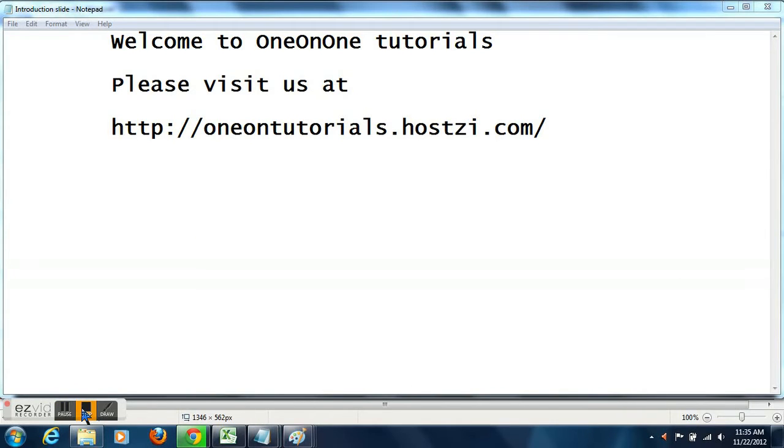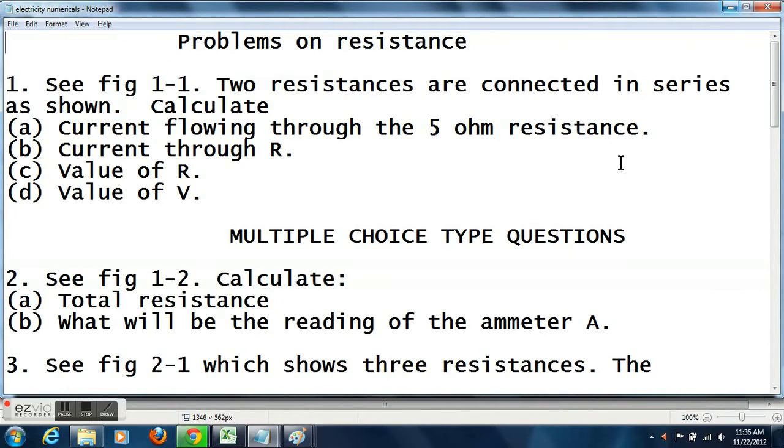Welcome to the next tutorial. Here I will be discussing the solutions to the problems. Okay, first let us start with the problem number 1. See figure 1.1. So let me pull out figure 1.1.